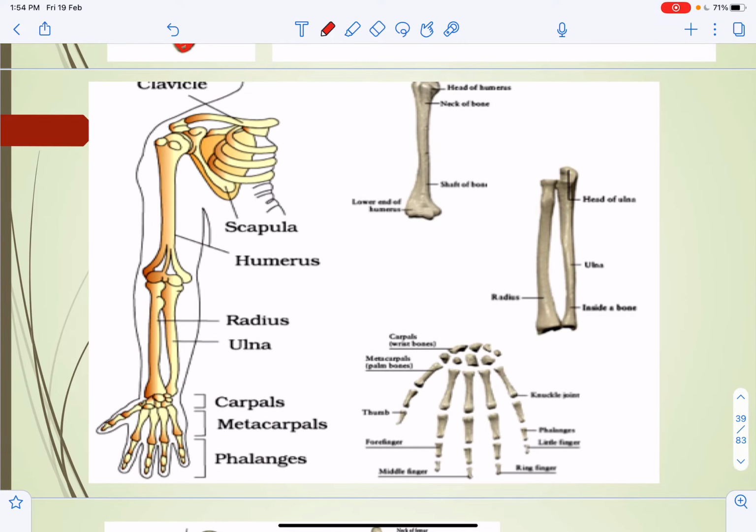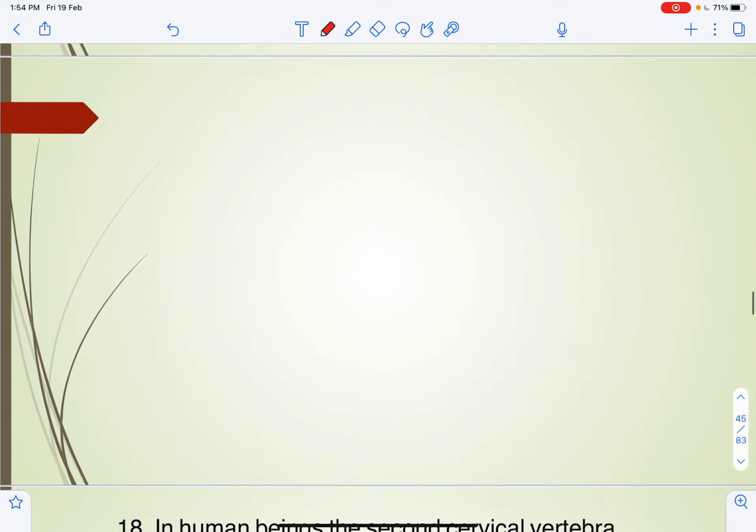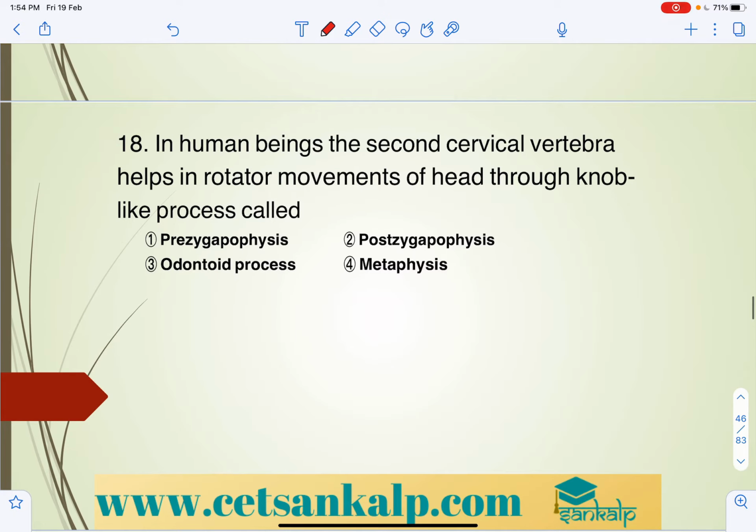Before going to forelimbs and hindlimbs, we will take some questions related to this, and next we can take those. While discussing this question, the very important thing we should know is what exactly the cervical vertebra is. I already mentioned that there are 7 cervical vertebrae present in the neck region, and the first cervical vertebra is called atlas.